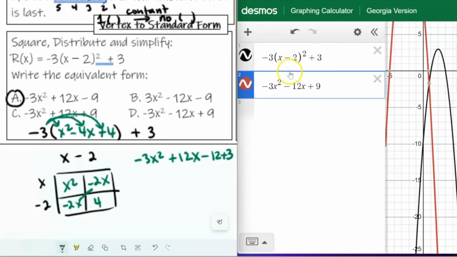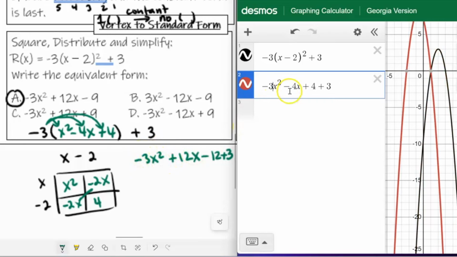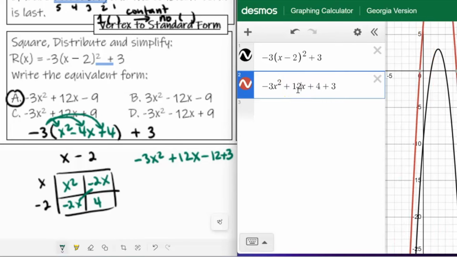And honestly, I should be doing my work as I'm going in here. So let me go ahead and type this in. So I had negative 3 on the outside. And then I had x squared minus 4x plus 4. I'm just checking my work as I go. And then I had a plus 3 outside. See, I'm matching. Then after I distribute it, on this line, I'm going to get negative 3x squared. So now there's no parentheses, plus 12x minus 12. And then plus the 3, and I'm still matching.